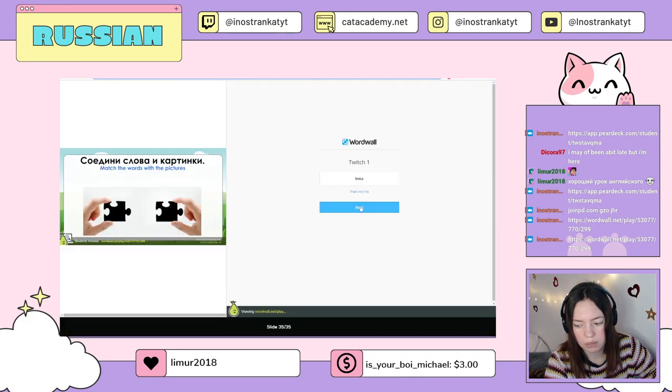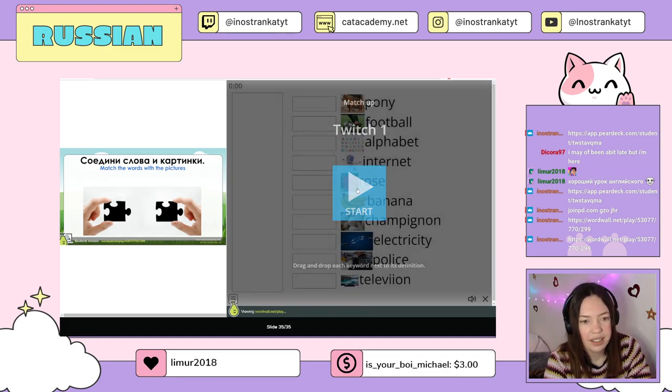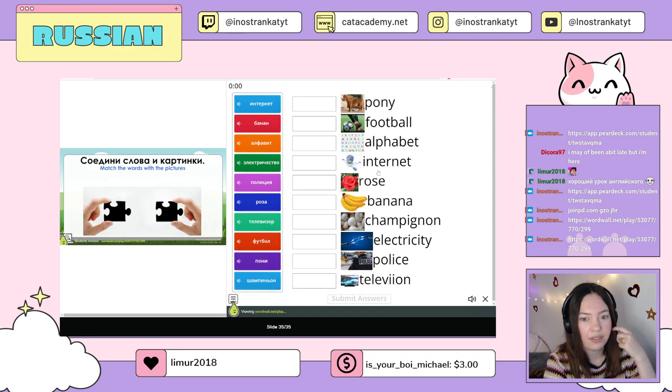Just type your name or any name you like. It could be even a fake name. I would say if it will be a Twitch name, I would really appreciate that. So here we have some words with the pictures and English translation, and we have Russian words with pronunciation. And the time is just for you to know how fast you can match the words, and that's it.